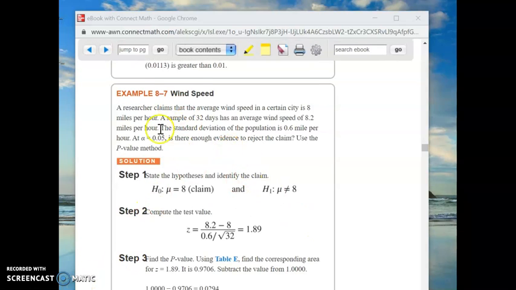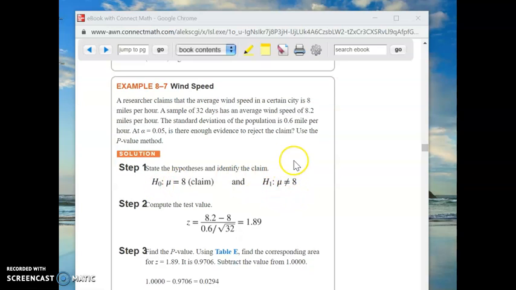Let me squeeze in one more example here. The wind speed. Why don't you take a minute to read that on your own? But here's the scenario that we get. Okay, we have a mu of 8. That's what we think is true. That's our null hypothesis. Our alternative hypothesis is that it's not equal to 8.